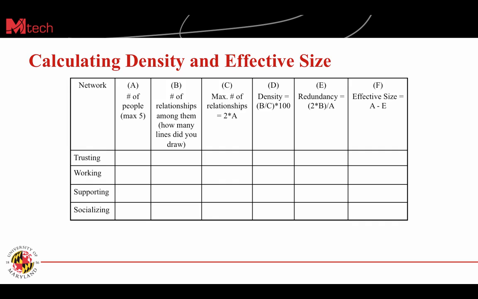The next step is to put that within a table. And the table is going to help us in measuring the density and effective size of our network. This is a table that you may print and manually write on. This is not something that has to be done digitally. It's simple math that you'll be performing.